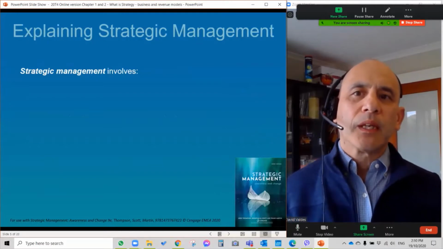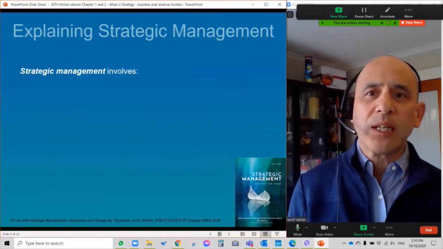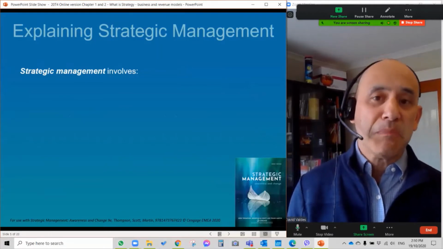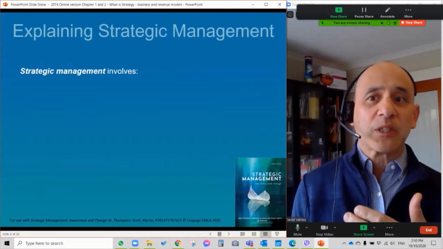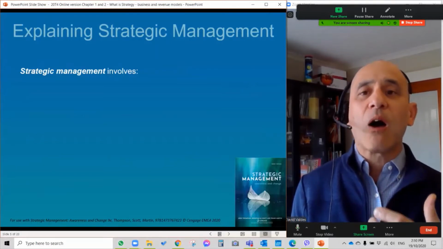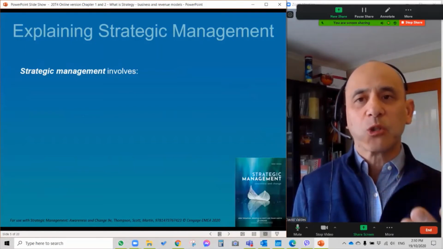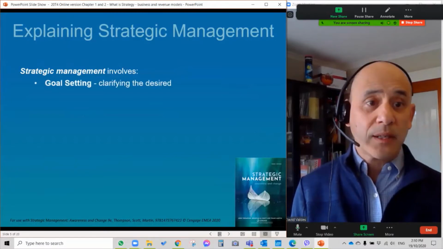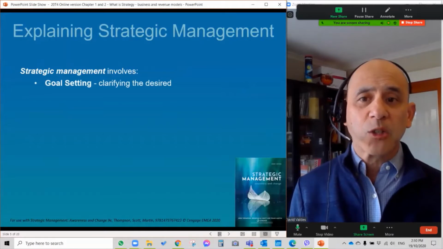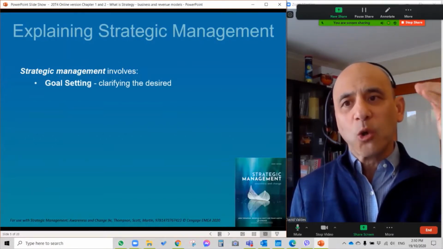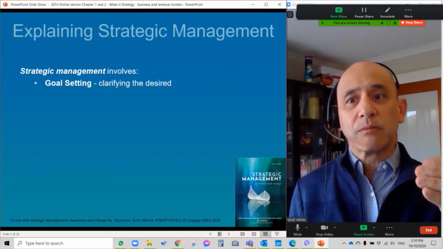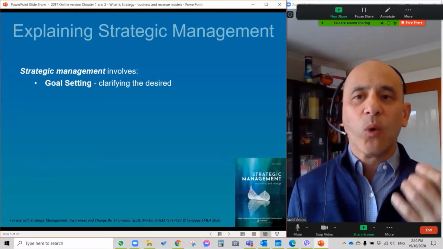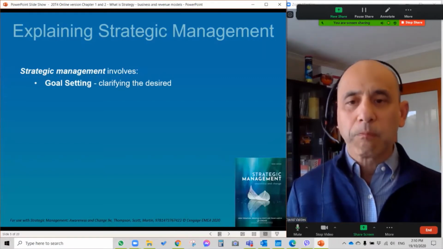So we've discussed what strategy is, but really, what do you mean by strategic management? So strategy might be, again, the means to an end, but strategic management is more about the process of how we come about these strategic choices. But it's really more than that. It actually involves, number one, setting the goal. So strategic management includes identifying what goal you want to achieve. Again, that it's part of the process. It's the first step, really, clarifying what you desire from the business.